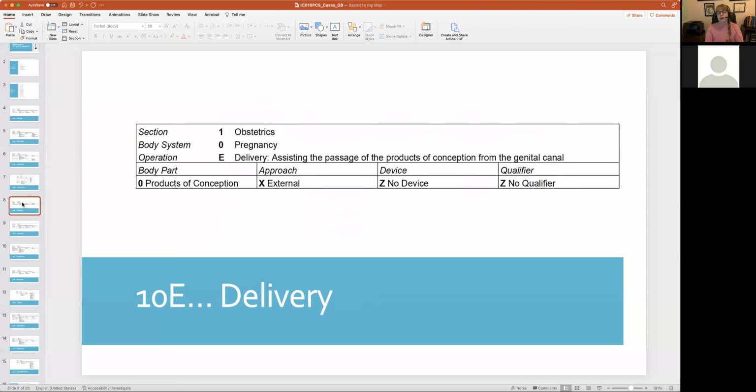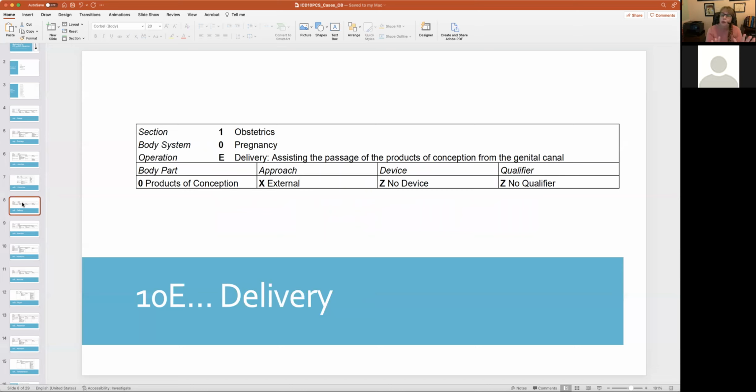All right. Next, we have delivery. And this is going to be the passage of the products of conception, known as a fetus, passing through the genital canal. Isn't that a nice way to say vagina? Okay, so it comes down the vagina. The doctor is standing there with his catcher's mitt. Okay, he could help a little bit, but not too much.